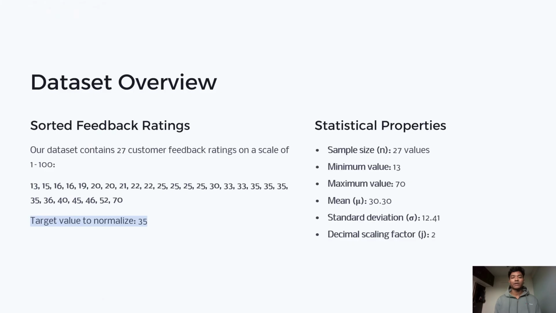Our dataset contains 27 sorted feedback ratings ranging from 13 to 70. The statistical properties of this dataset are: minimum value is 13, maximum value is 70, mean is 30.30, standard deviation is 12.41, and decimal scaling factor j equals 2. And the rating we want to normalize is 35.